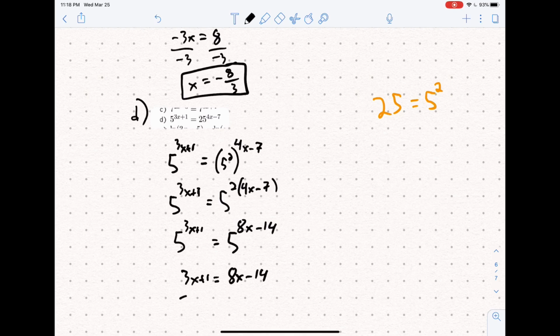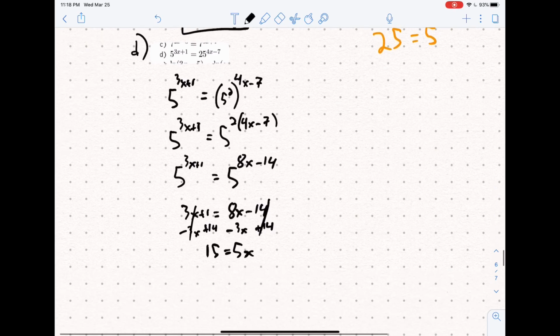I'm going to subtract 3x on both sides to cancel the 3x off, and I'm going to add 14 on both sides to cancel the 14s. And we get 15 is equal to 8x minus 3x, which is 5x. If we divide both sides by 5, we get that x is equal to 3. Answer for part D, x is equal to 3.